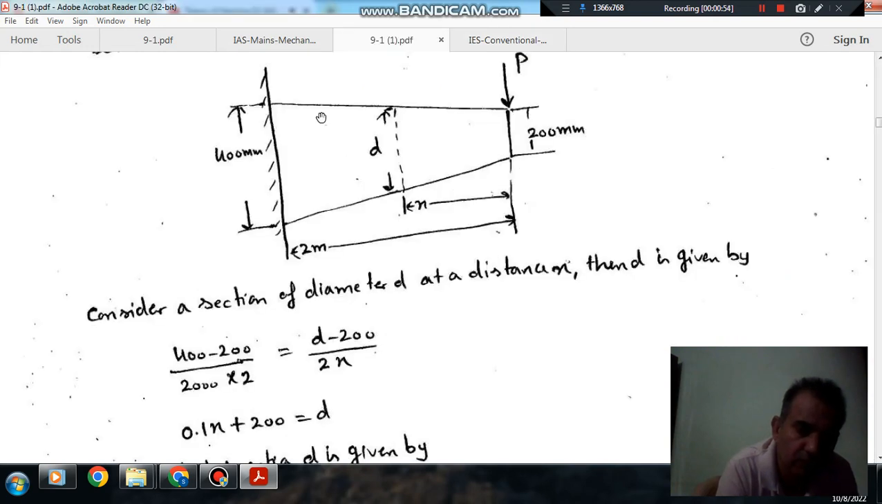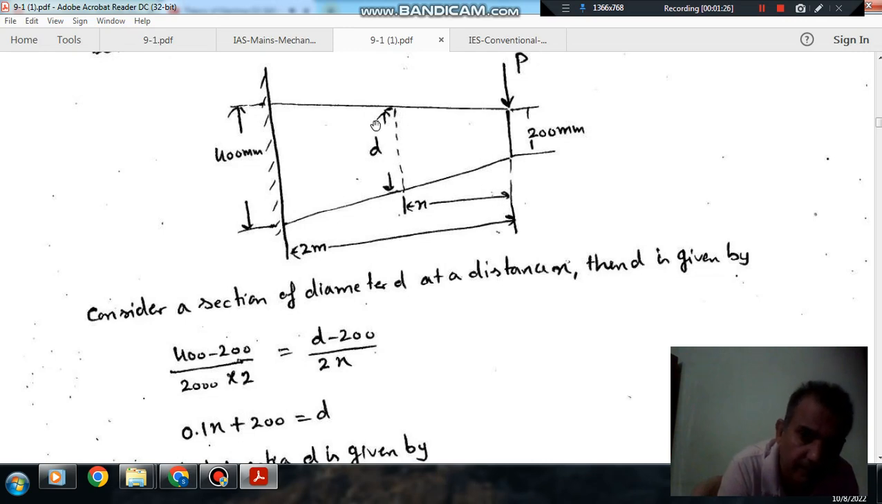Okay, so this is your cantilever and here the diameter is 400 mm, decreasing uniformly to 200 mm in a 2 meter length. So this is the 2 meter length and a load of 30 kilonewton is applied at the free end. So P is your 30 kilonewton. Now let us take the diameter at a distance x from the free end. Suppose the diameter is d.